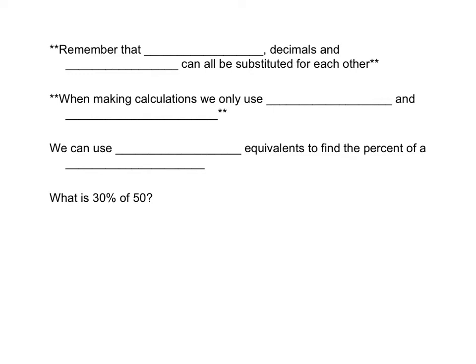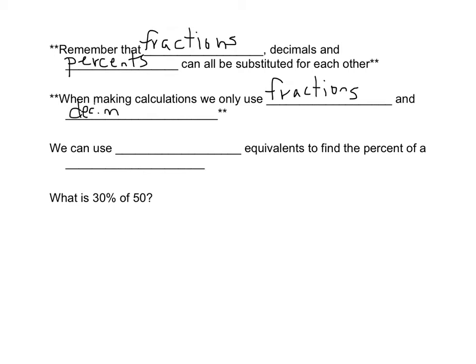Remember that all fractions, decimals, and percents can be substituted for each other. So they're interchangeable depending on what form you would like to use. When making calculations, though, we only use fractions and decimals. We never actually use percents in a problem. It might be given as a percent, but we usually convert it when we're doing the math.